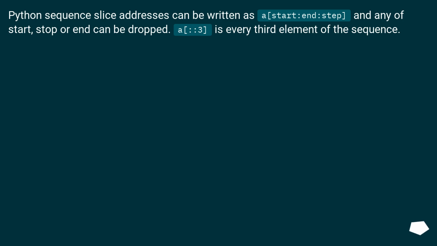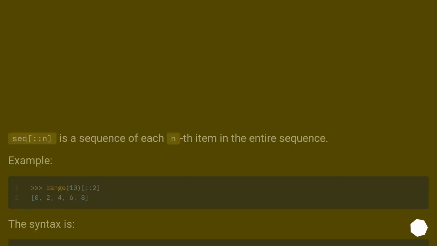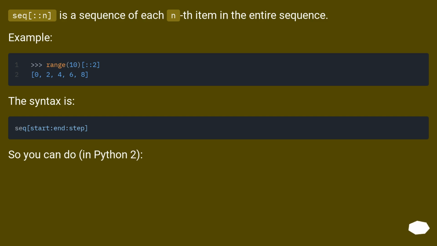Python sequence slice addresses can be written as start:end:step, and any of start, stop or end can be dropped. a[::3] is every third element of the sequence. seq[::n] is a sequence of each nth item in the entire sequence. Example. The syntax is as follows, so you can do this in Python 2.